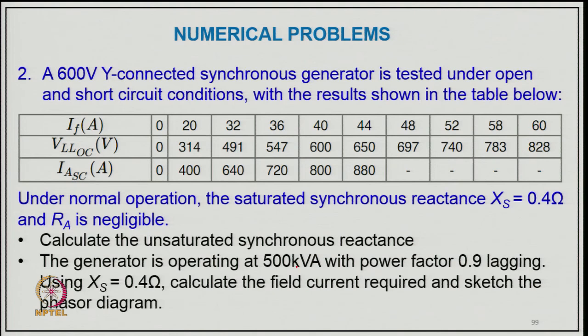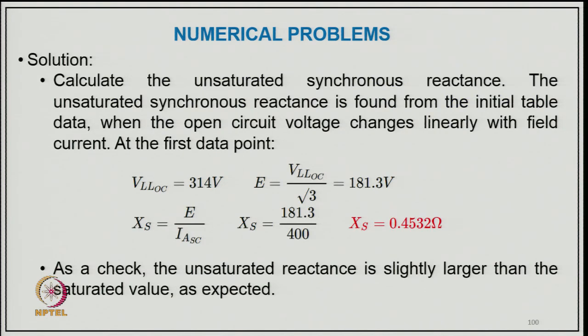Now, coming to numerical example two. A 600 volt star connected synchronous generator is tested under open and short circuit conditions with the result table here. We have the field current versus open circuit voltage and short circuit current. Under normal operation, the saturated synchronous reactance X_s is equal to 0.4 ohm and R_A is negligible. Calculate the unsaturated synchronous reactance. Then, the generator is operating at 500 kVA with power factor of 0.89 lagging, and using X_s equal to 0.4, calculate the field current required and sketch the phasor diagram. So, first calculate the unsaturated synchronous reactance.